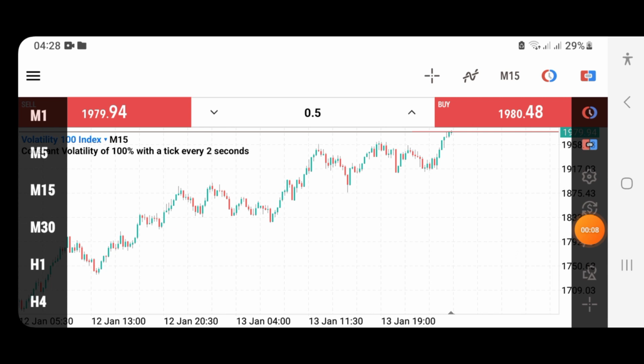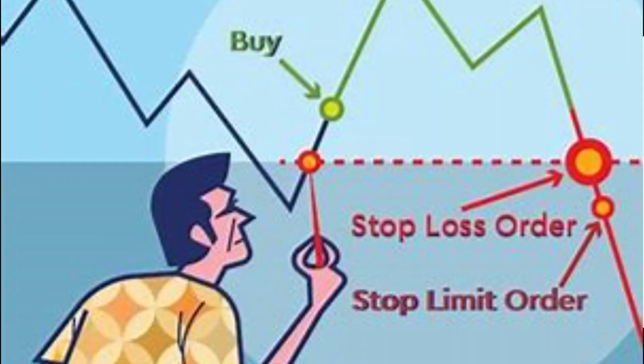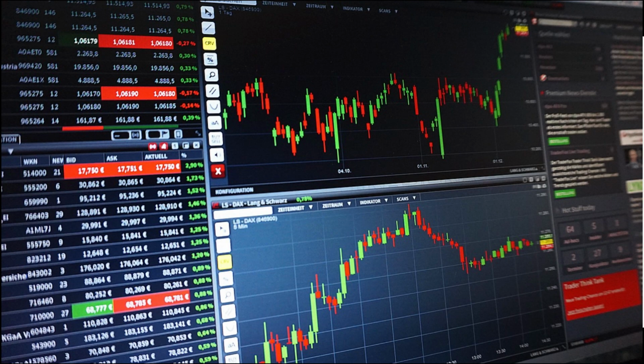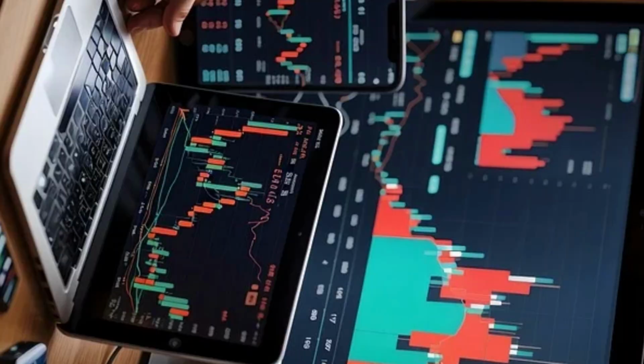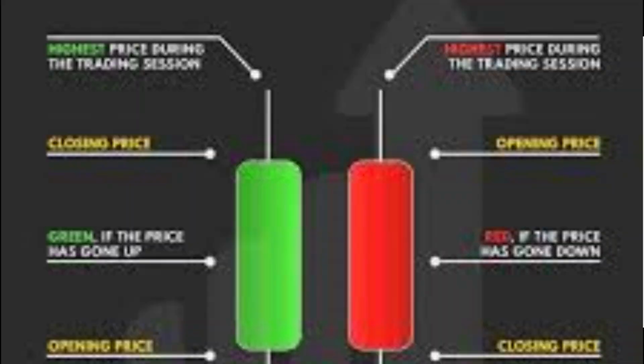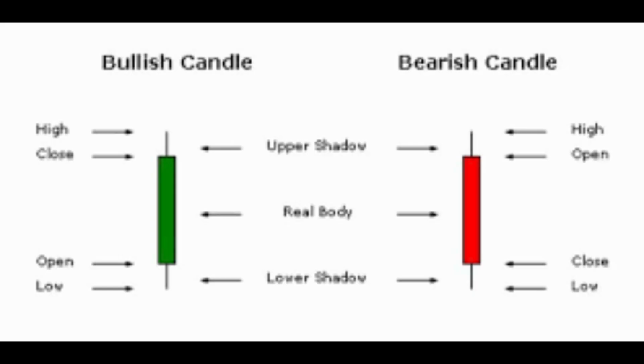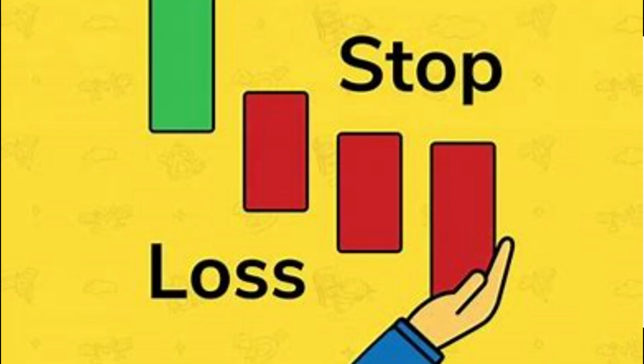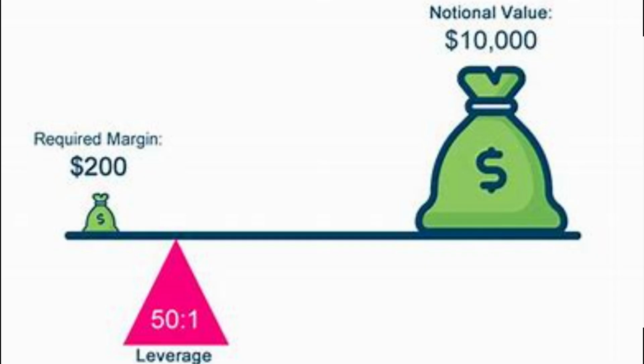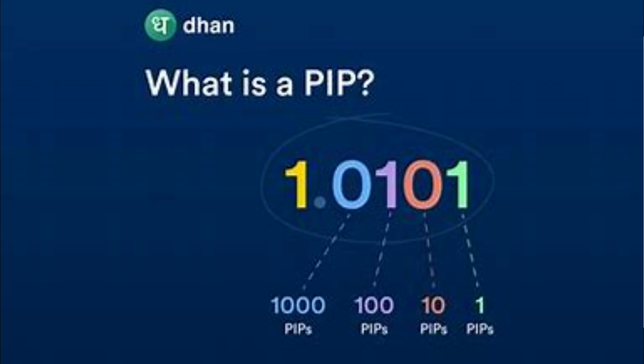So in this video we'll be looking at the market structure. Let me assume that you have read about the basics of forex trading as a beginner, like what is a candlestick, the parts of a candlestick, what is a profit, a stop loss, a trailing stop loss, what is an equity, the leverage, a pip, all those few terminologies. Let me assume that you know all those basics.